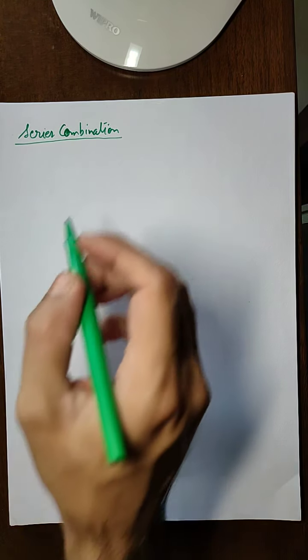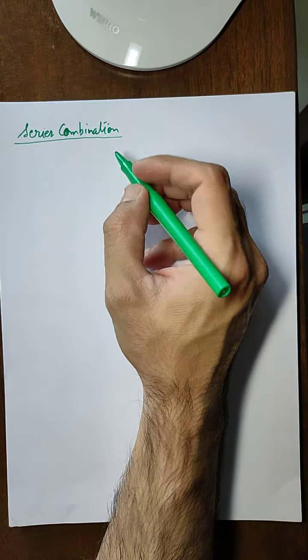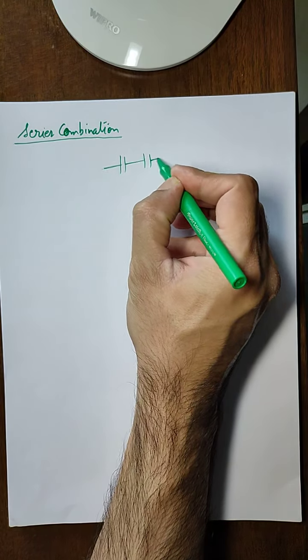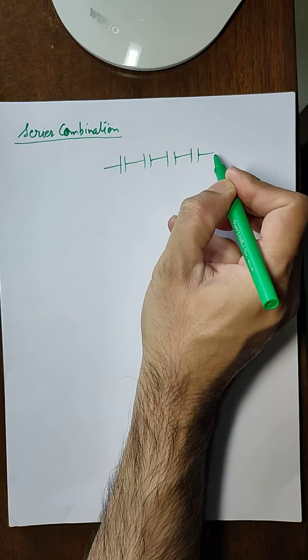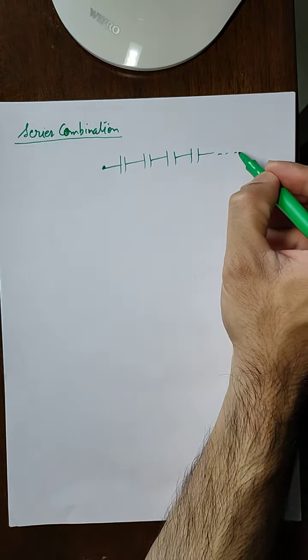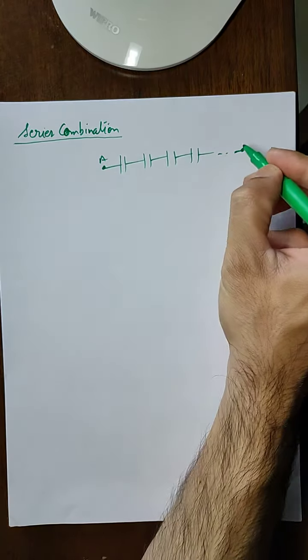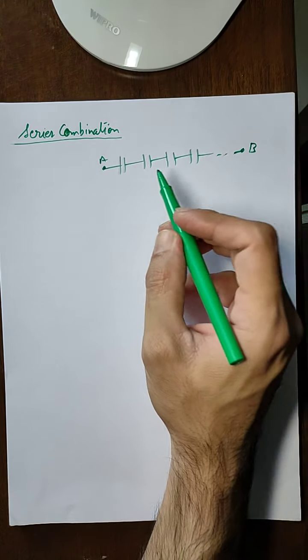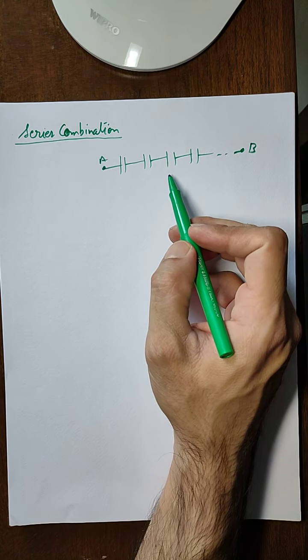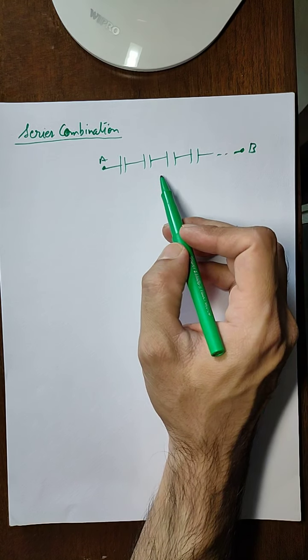Now in this video we'll study the series combination of capacitance. The series combination is when the capacitors are connected like this and so on between two terminals A and B. Such a combination of capacitors is called a series combination.